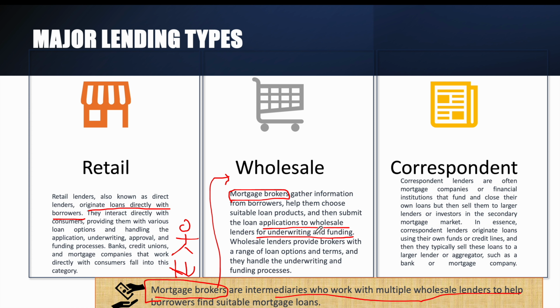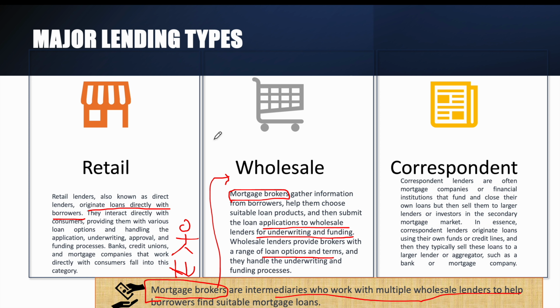Again, who is providing the loan? Who is doing the lending? The wholesale lender is doing the lending. Wholesale lenders provide brokers with a range of loan options and terms. So the borrower has a lot of options, and they would be able to choose one of them which is applicable to them.